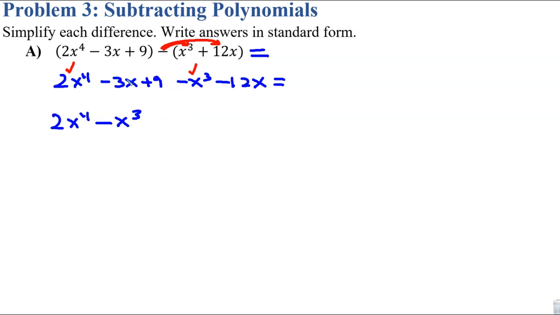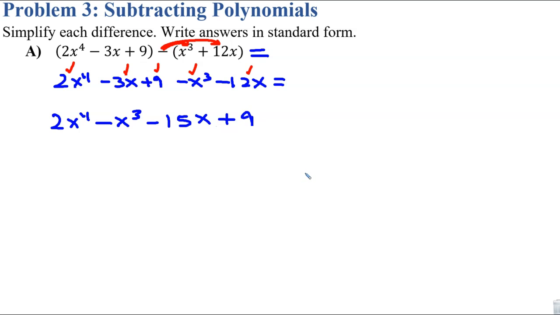And then once again, like we've seen a whole bunch, I'm going to combine my x terms. So I have a negative 3x and a minus 12x. They'll be minus 15x. And then last thing I have is my constant term, my 9. So we'll say plus 9.